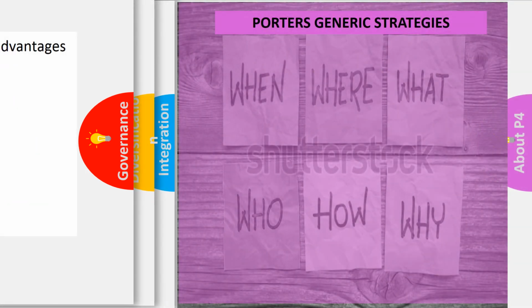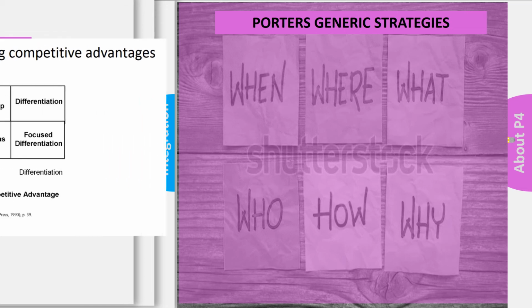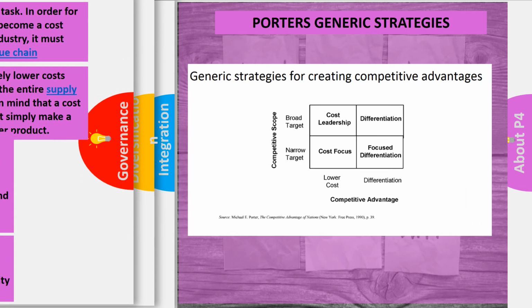So now we're going to look at Porter's generic strategies as another way to look at competition within another marketplace, be it domestically or internationally. With Porter's generic strategies for creating competitive advantage, you either take a broad target approach with cost leadership or differentiation, or you take a narrow type of target focused on cost focus or focused differentiation.